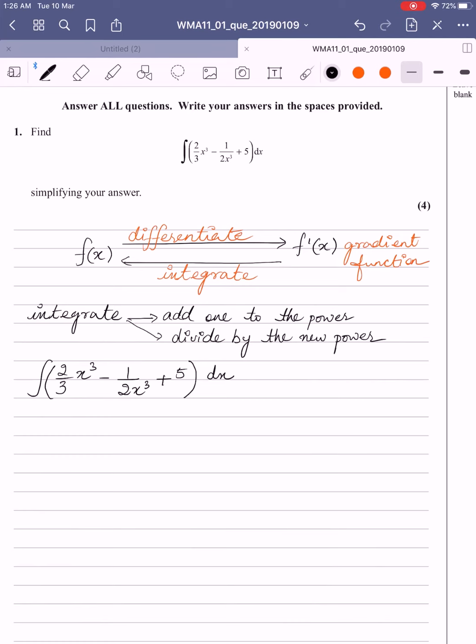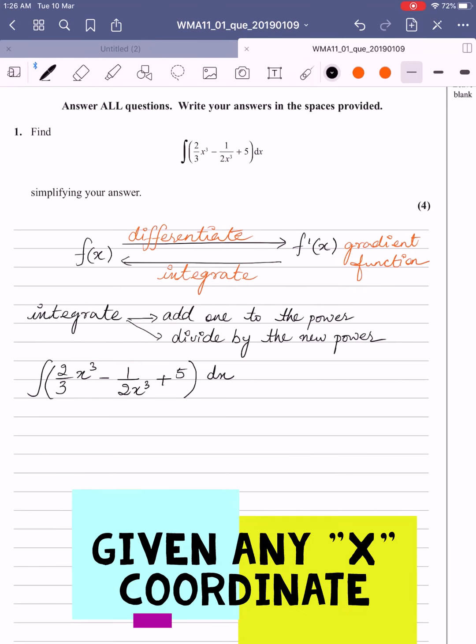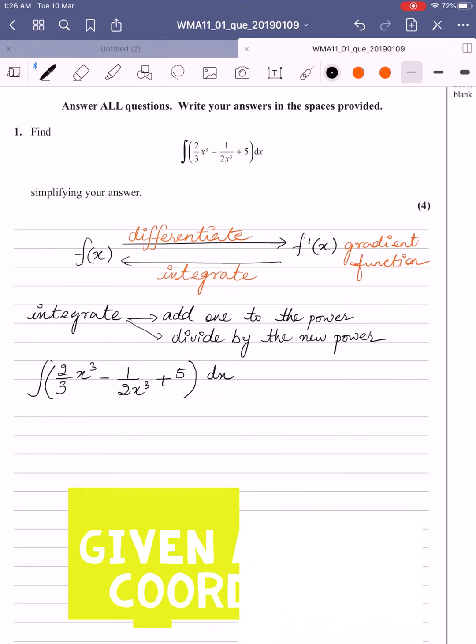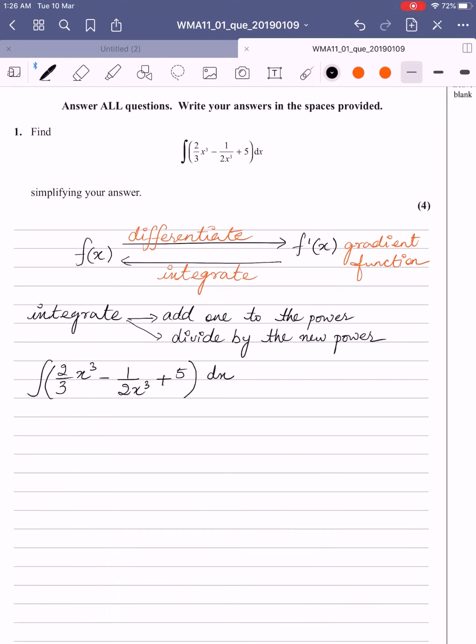When we are given a function f(x) and we differentiate it with respect to x, we get the gradient function, which means given any coordinate, if I plug that coordinate into the gradient function, I can obtain the gradient of the function at that particular point. Conversely, if I'm given the gradient function and need to come back to my original function f(x), then I need to integrate the gradient function.